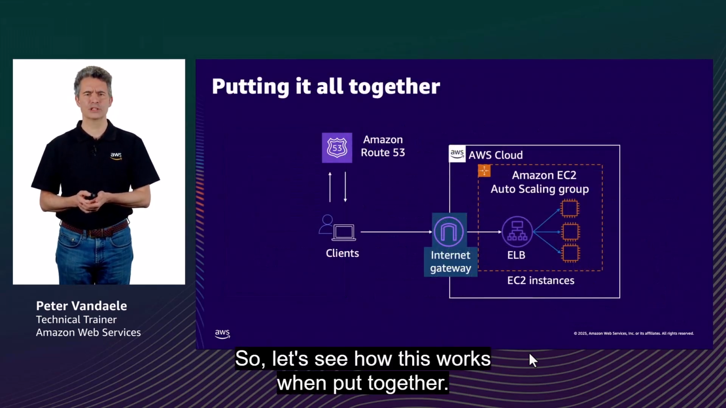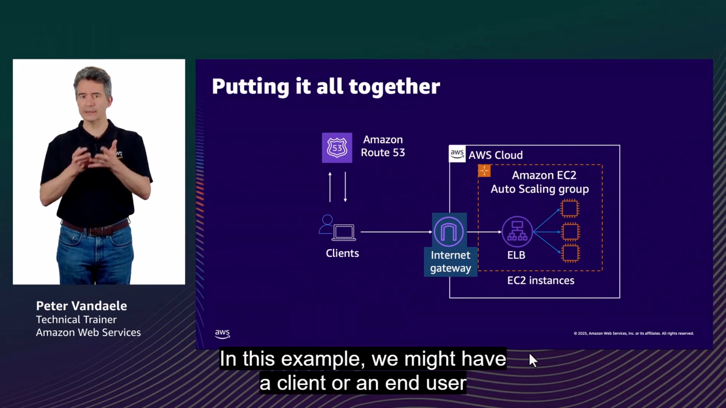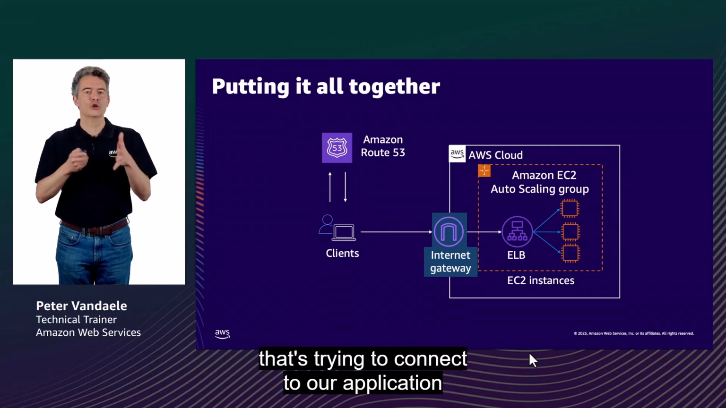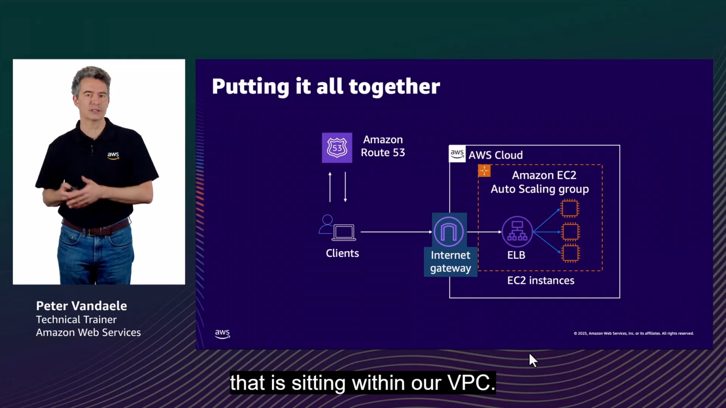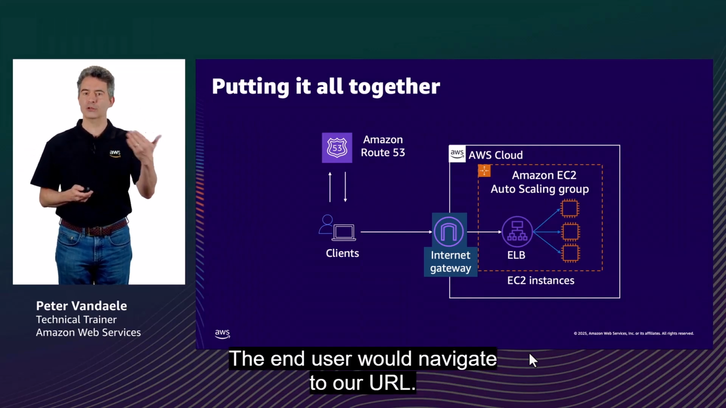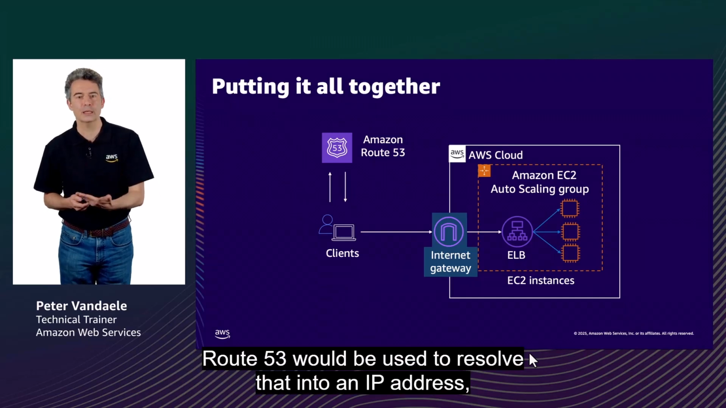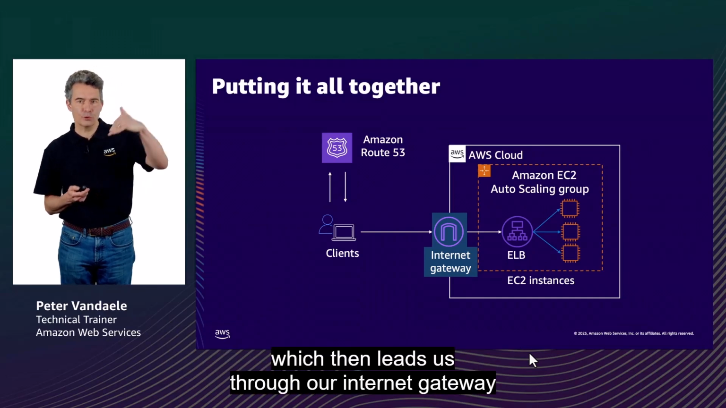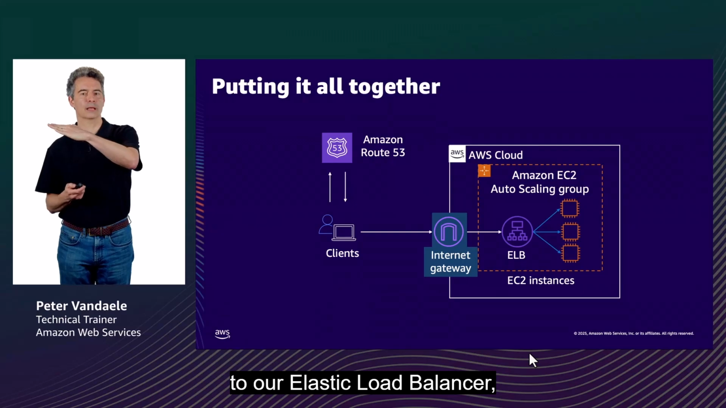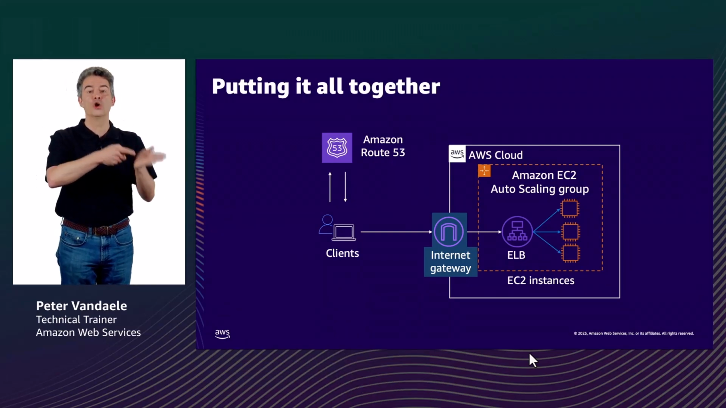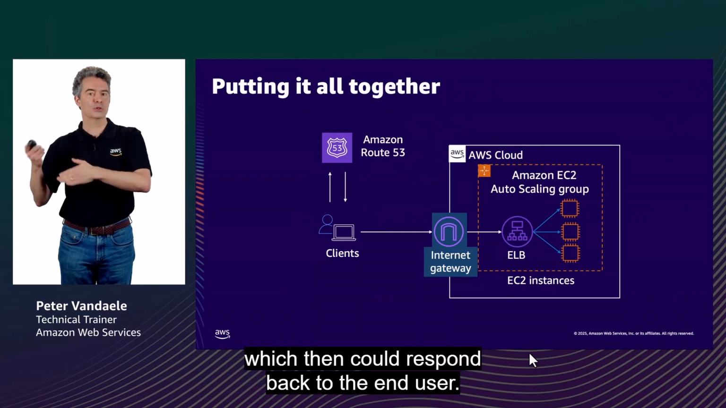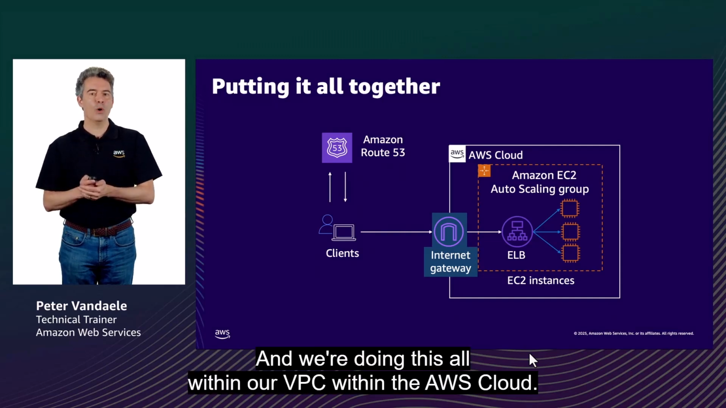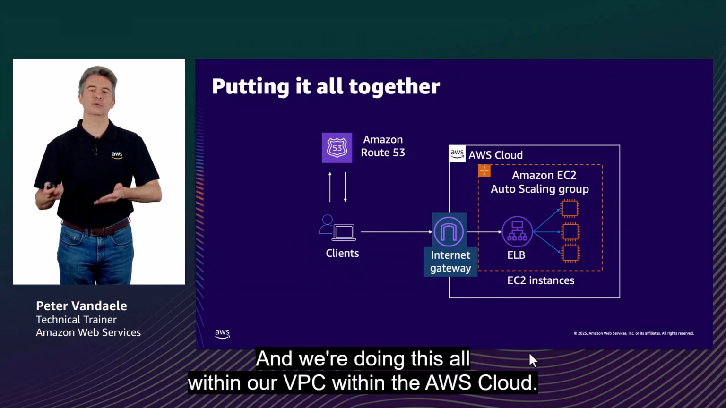So let's see how this works when put together. In this example, we might have a client or an end user that is trying to connect to our application that is sitting within our VPC. The end user would navigate to our URL. Route 53 would be used to resolve that into an IP address, which then leads us through our internet gateway to our Elastic Load Balancer, which distributes the incoming traffic to multiple EC2 instances, which then could respond back to the end user. And we're doing this all within our VPC within the AWS cloud.